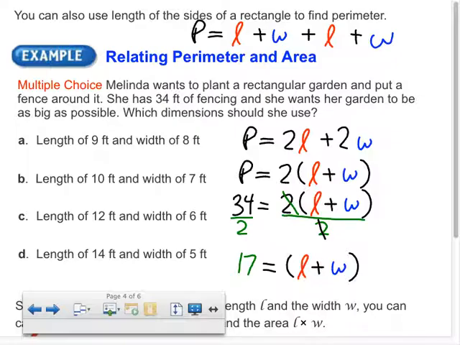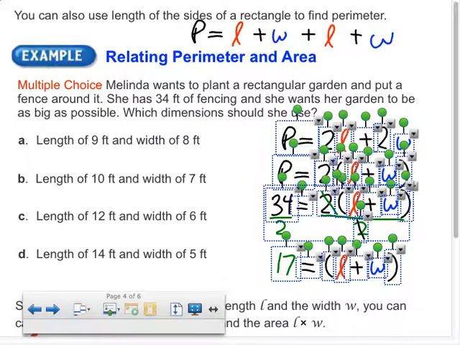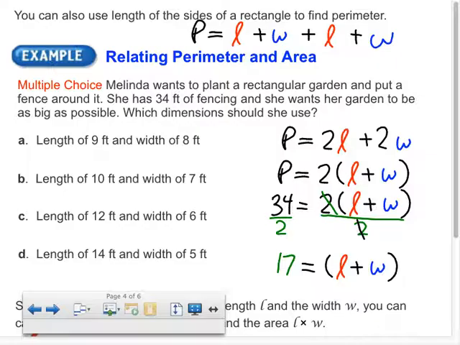Well, which one of these is that true for? Let's take a look at our answer selections. Is it true for A? Yes. 9 plus 8 feet, does that give me back 17? Yes. So this one could be a possible answer. What about selection B, 10 and 7? Will that give me 17? That's another possible solution.